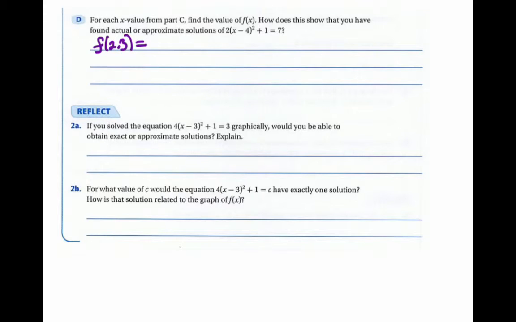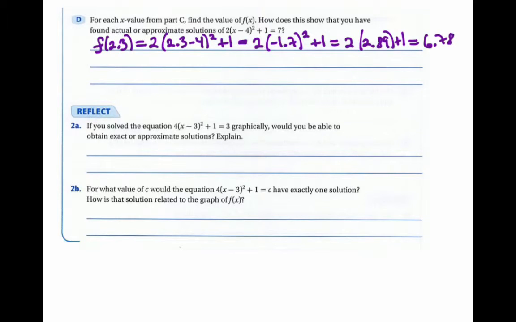We're going to plug it in. So for each x value, we're going to find the actual value of f of x. So if we plug in 2.3 for x, we get 2 times 2.3 minus 4 squared plus 1. And that is equal to 2 times negative 1.7 squared plus 1, which is equal to 2 times 2.89 plus 1, which is equal to 6.78. And if we also plug in 5.7, that was the other approximation of x, we end up with 6.78.